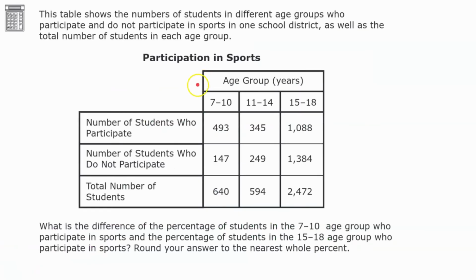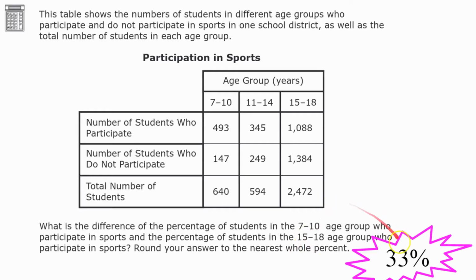This table shows the number of students in different age groups who participate and do not participate in sports in one school district, as well as the total number of students in each age group. I'm going to let you read this table so that you can determine the difference of the percentage of students in the 7 to 10 age group who participated in sports and the percentage of students in the 15 to 18 age group who participated in sports. Round your answer to the nearest whole percent. Go ahead and pause now and come back when you're ready.